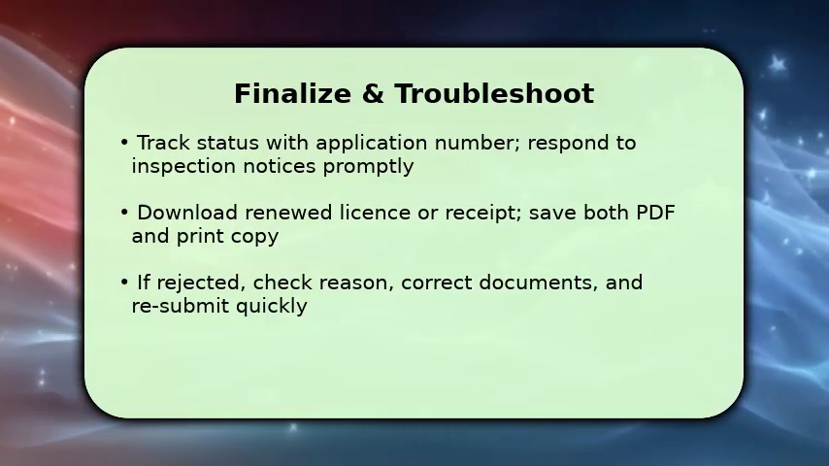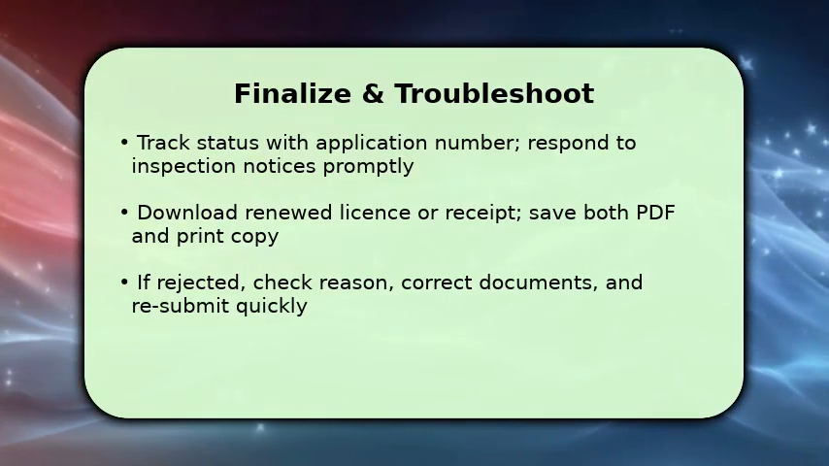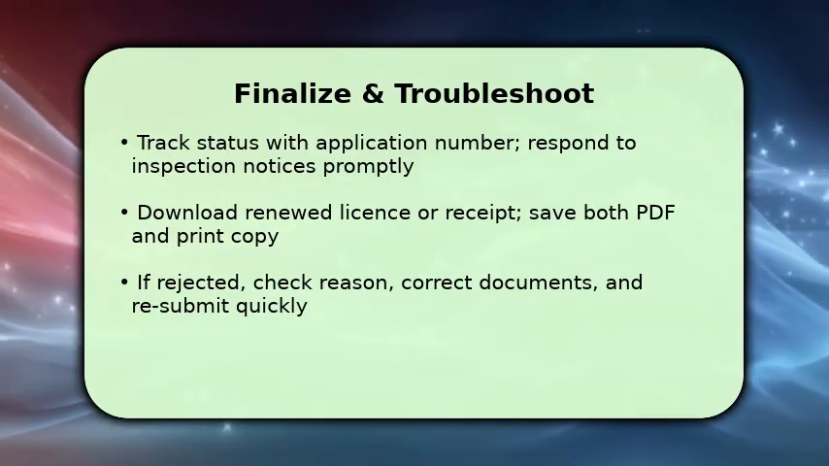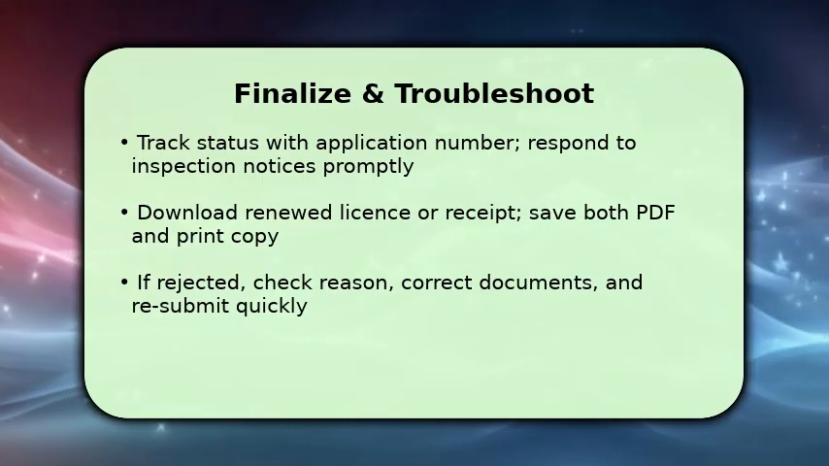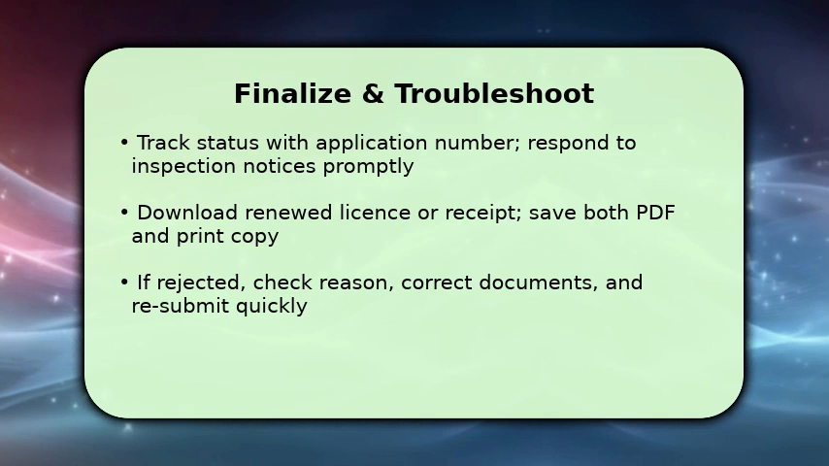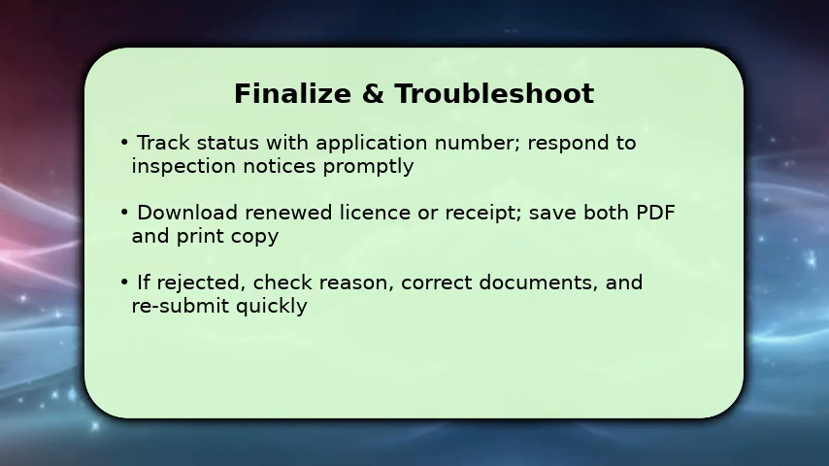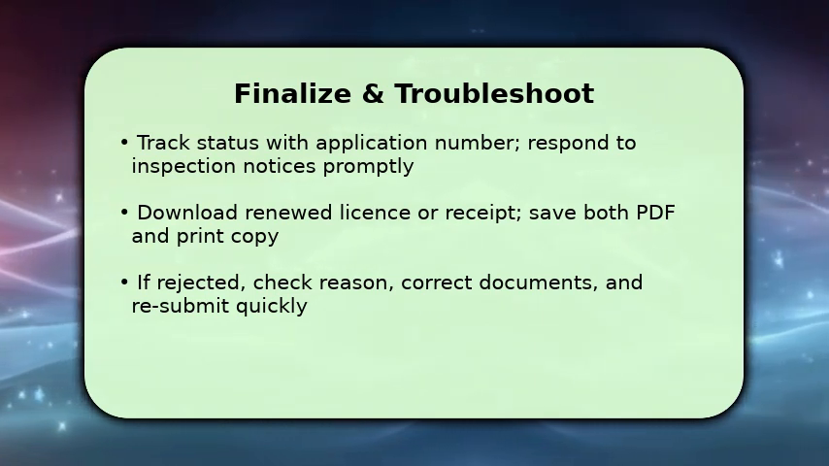If the application is rejected, read the rejection reason, correct the specific documents or form fields, and resubmit immediately. Most rejections are document mismatches. Finally, verify the new expiry date on the license and schedule a calendar reminder.